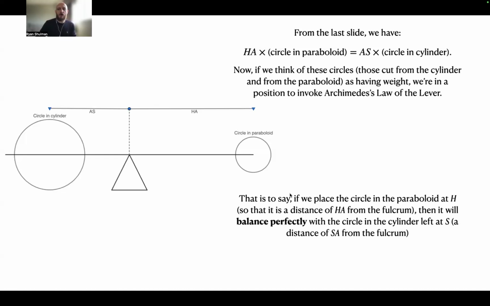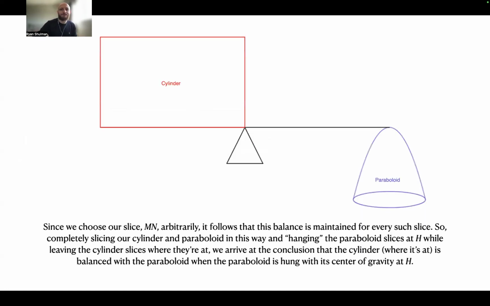So all this is really saying is that if we take the circle in the paraboloid in our graph and we hang it at H, then it will balance perfectly with the circle in the cylinder left where it's at. And since we chose this slice, MN, remember MN is the plane that's cutting down through our paraboloid, since we chose this slice MN arbitrarily, it follows that this balance is maintained for every such slice.